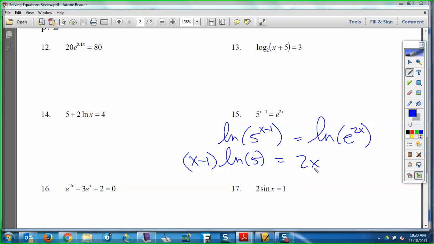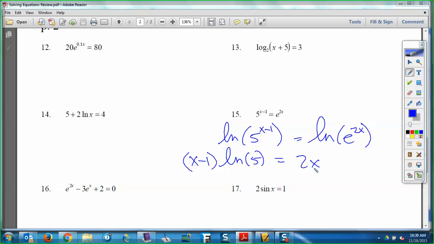Okay, now what's ln 5? A number. I don't know what it is. We could get our calculator to tell us, but it's just a number. It's like a 7, whatever. That's not what it is, but it's a number. Okay, what would you do right now if you had x minus 1 in parentheses and then a 7 outside? You would distribute, wouldn't you? So that's what we should do here, right?